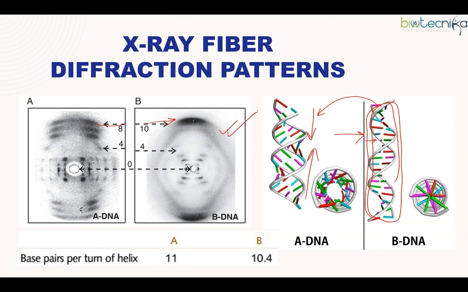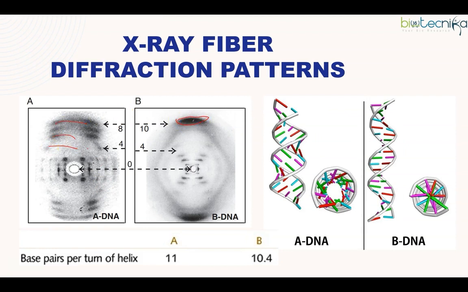Then the A DNA pattern shows crystalline spots on the first few layer lines. But B shows a broad streak. So you can see here these are some crystalline spots, but here is a broad streak. Further, a significant difference is there between the two patterns near the center of the X shape. So you can see here the first three layer lines in B, so that is not present in A. That cross one is not present in A.